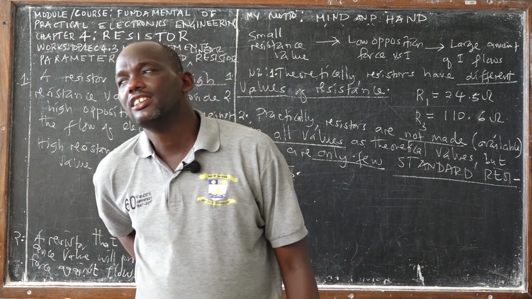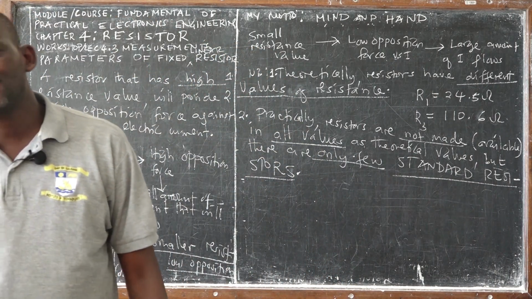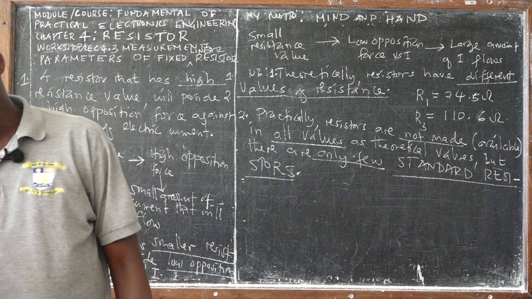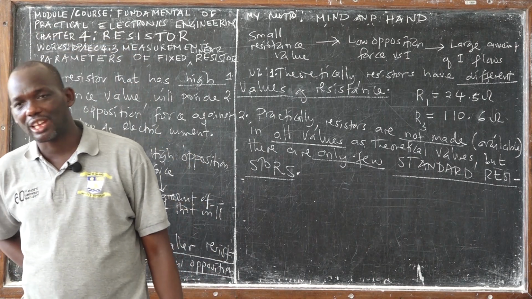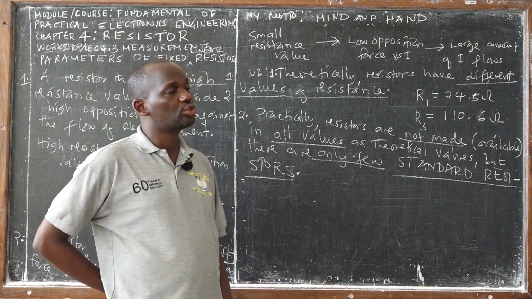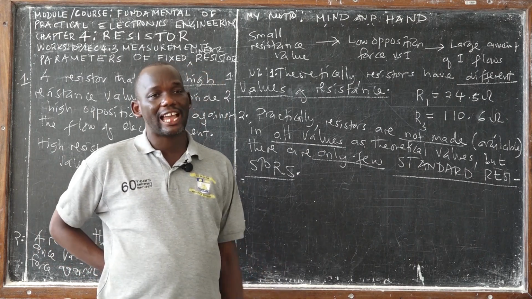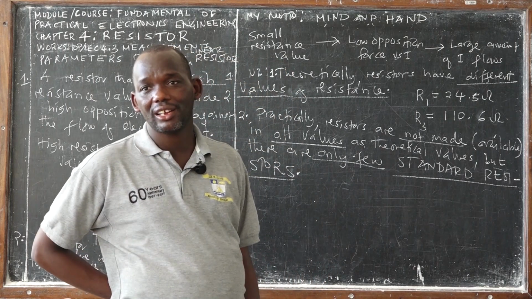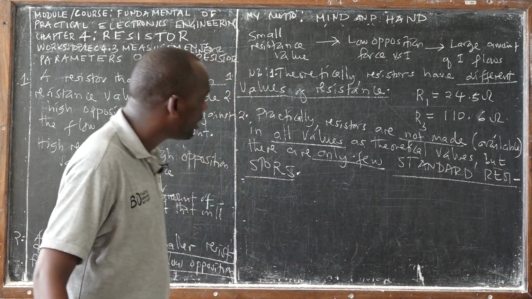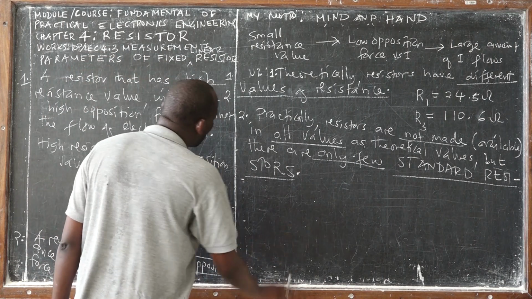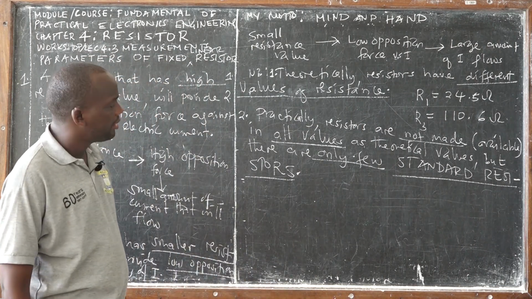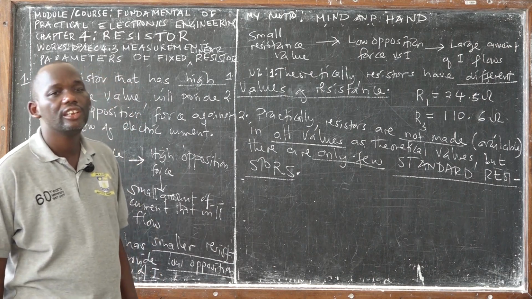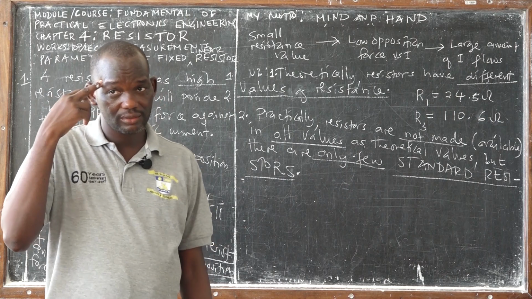But practically, we cannot manufacture resistors of all values, right? So the industry manufactures resistors of some standard values, but those standard values also cover the other values which are exclusive. And I will teach you how they cover. Are we together? So it means that resistors are made in terms of standard values. Bear that in your mind.